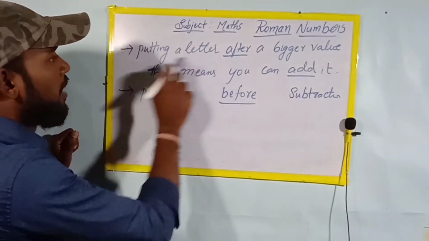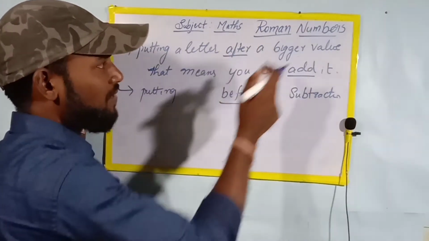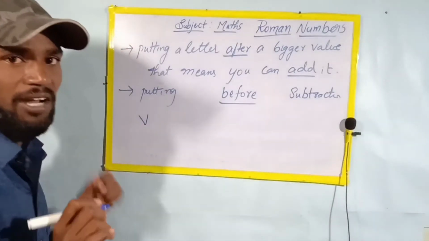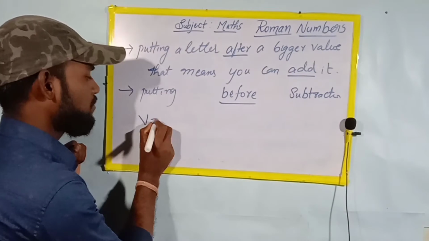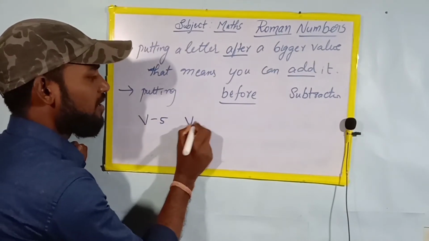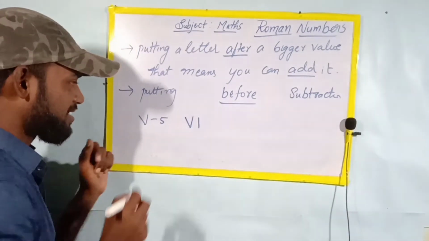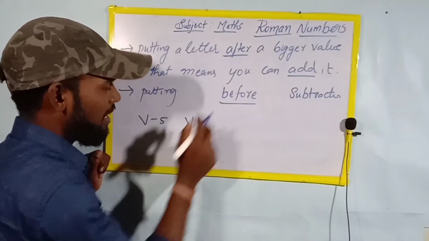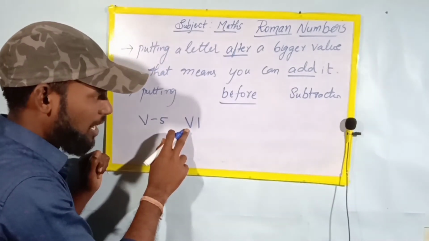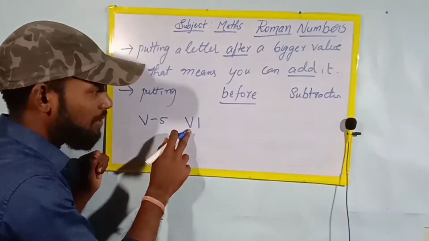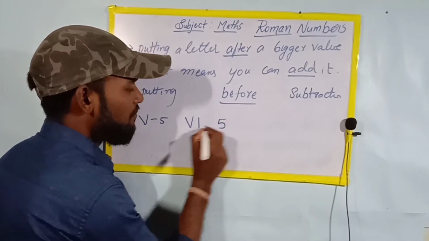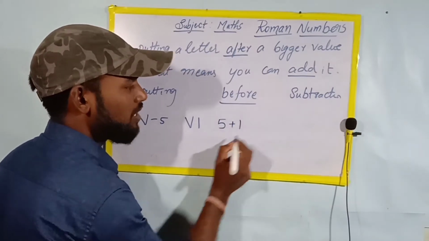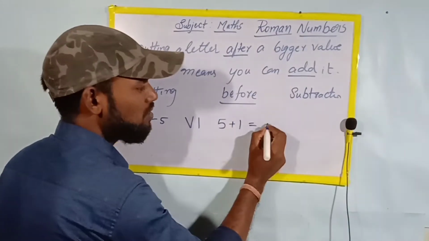See here, putting a letter after a bigger value. For example, here this V is one of the bigger values. V is 5. V equals 5. So if I am writing VI, this means 6. Why? Because I am putting a letter after a bigger value. If I am putting it after a bigger value, that means this is addition. V means 5, I means plus 1. Okay, V plus 1. 5 plus 1 is equal to 6.